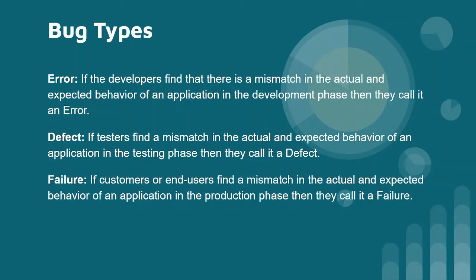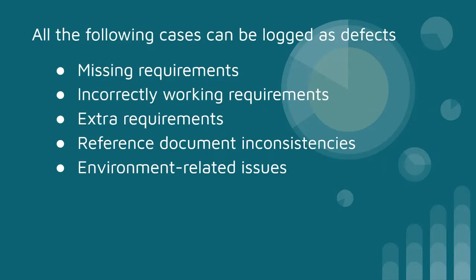Now comes the defect. What is a defect? A defect is any bug that testers find in their QA environment or testing bed when they are actually testing the application. And what is a failure? A failure is when customers or end users find a mismatch or some deviation from the requirement; these are called failures or faults in a system. So these are the bug types that we have. Now we come to where and how these bugs are logged, and in which cases we say these are defects or bugs.